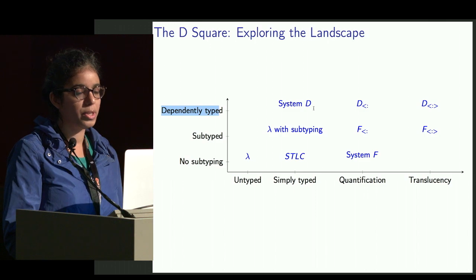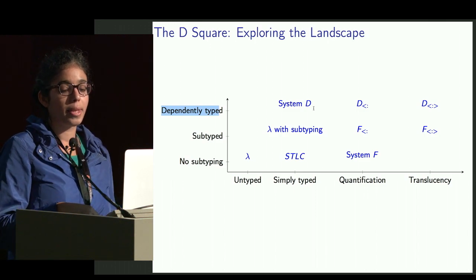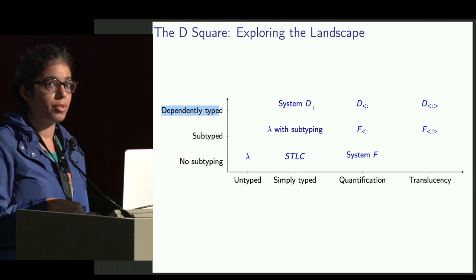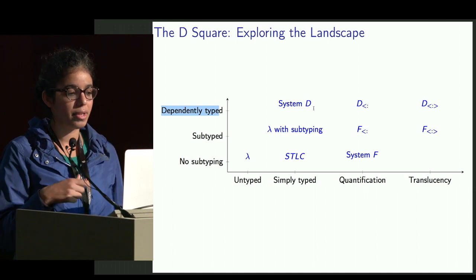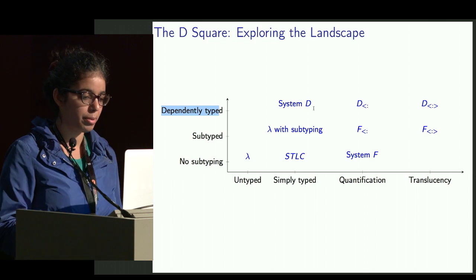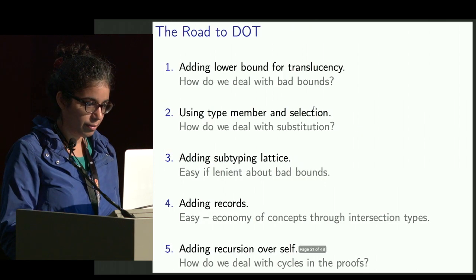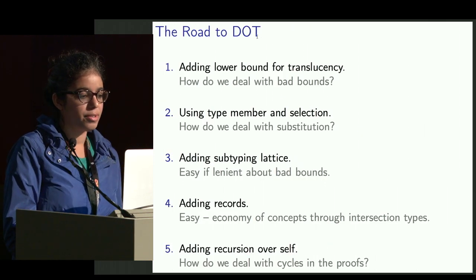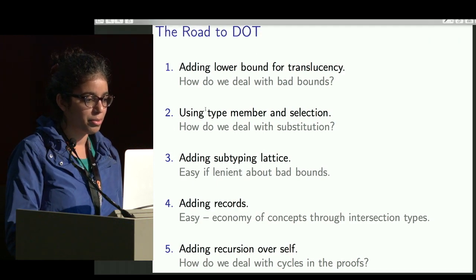So the difference between, say, system F and these D systems is that in these systems, like system D, we unify type abstraction and term abstraction, and we rely on these type members and path-dependent types to encode the usual type abstraction. And so, yeah, this just gives you an idea of what was the roadmap.